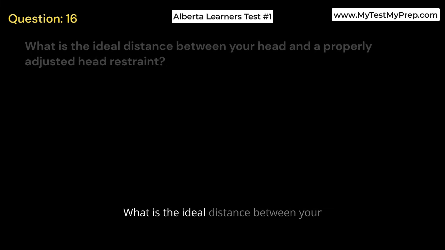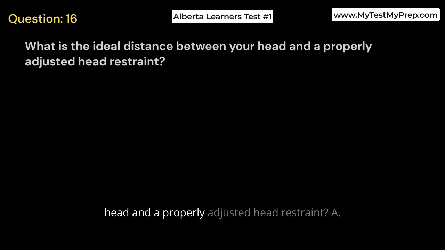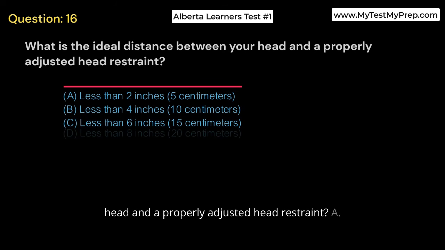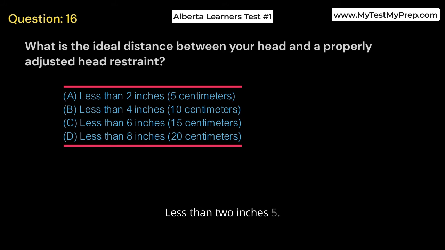What is the ideal distance between your head and a properly adjusted head restraint? A. Less than 2 inches, 5 centimeters. B. Less than 4 inches, 10 centimeters. C. Less than 6 inches, 15 centimeters. D. Less than 8 inches, 20 centimeters. Answer B. Less than 4 inches, 10 centimeters.